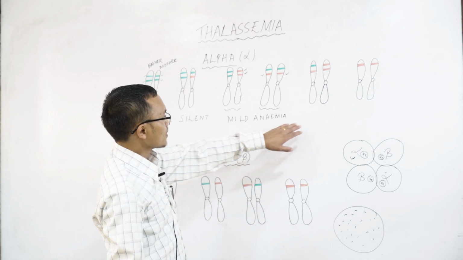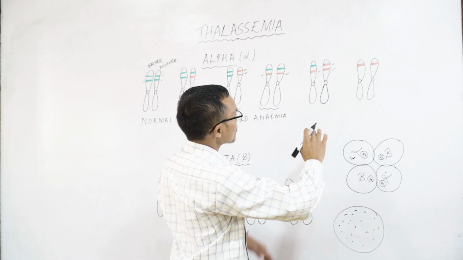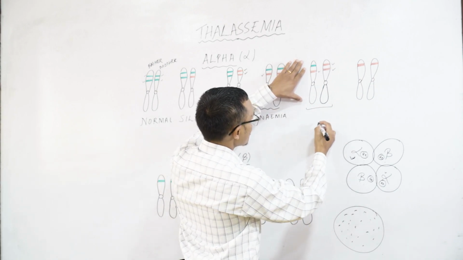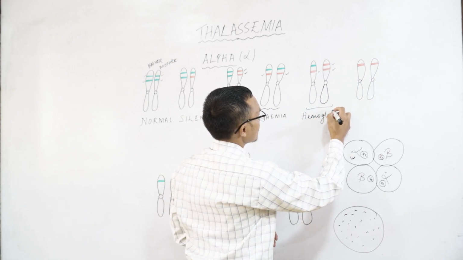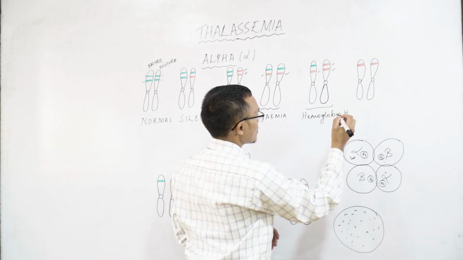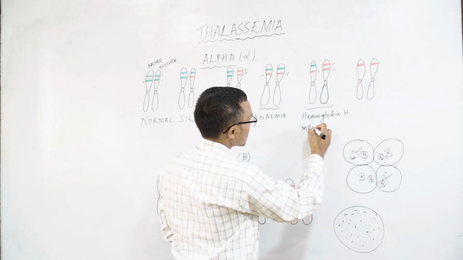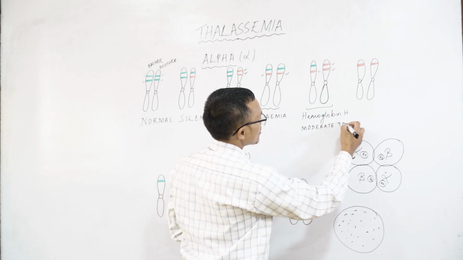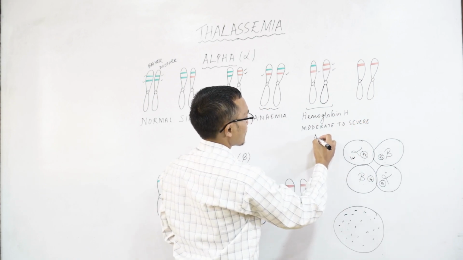And in this third case, as we can see here, there are 3 globin genes which are deleted. So we have a case which is called hemoglobin H disease. This will give rise to moderate to severe anemia.